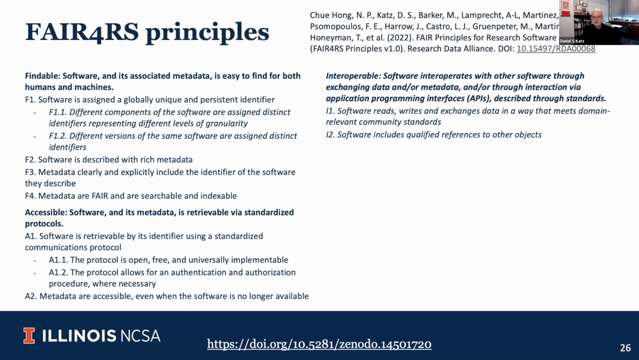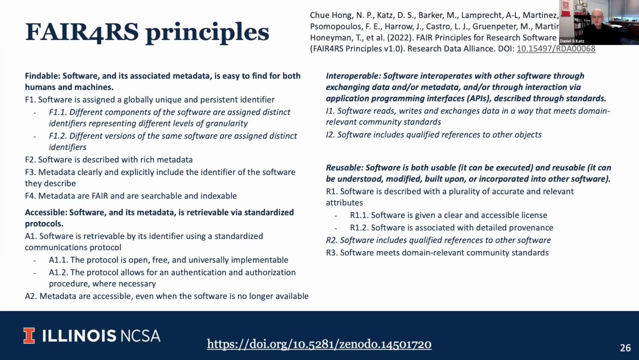So we made a choice to define interoperability for software as the way that software interoperates with other software through exchanging data and metadata, or through interaction through APIs described through standards. And reusability we defined as first usability, that the software can actually be executed as well as read, and reusability being that it can be understood, modified, built upon, and incorporated into other software. So this leads to some differences from the FAIR data principles.